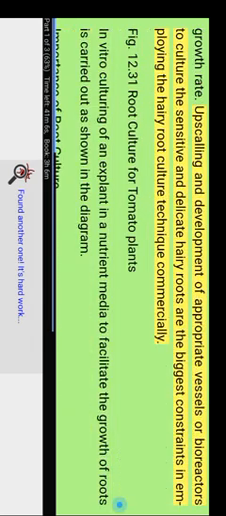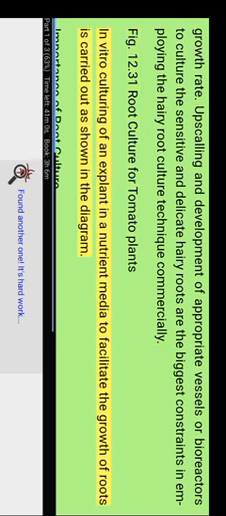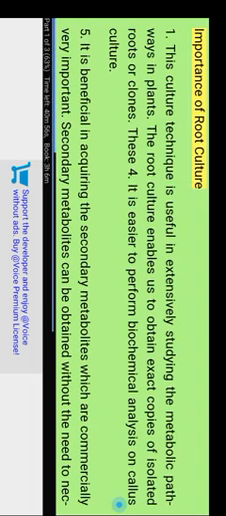Upscaling and development of appropriate vessels or bioreactors to culture the sensitive and delicate hairy roots are the biggest constraints in employing the hairy root culture technique commercially. Figure 12.31 Root culture for tomato plants. In vitro culturing of an explant in a nutrient media to facilitate the growth of roots is carried out as shown in the diagram. Importance of root culture.